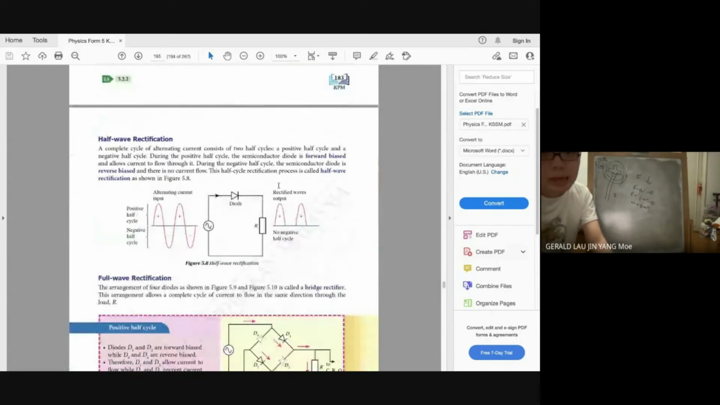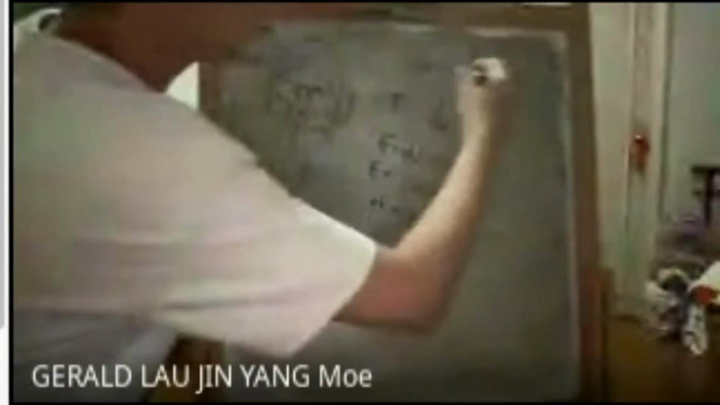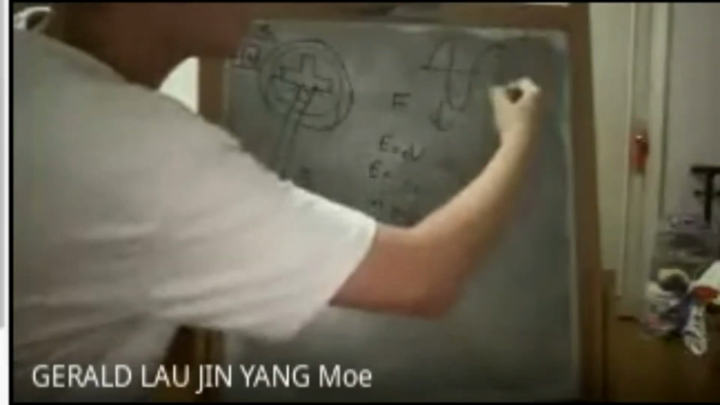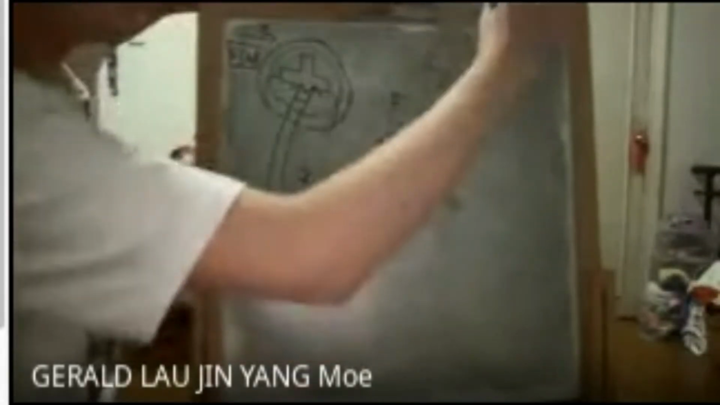Okay, now half wave, how? You see, a complete cycle of alternating current consists of two half cycles: the positive half cycle and the negative half cycle. Remember, the alternating current I drew just now, it will go positive, negative, positive, negative. That's why it's called alternating, the wave.